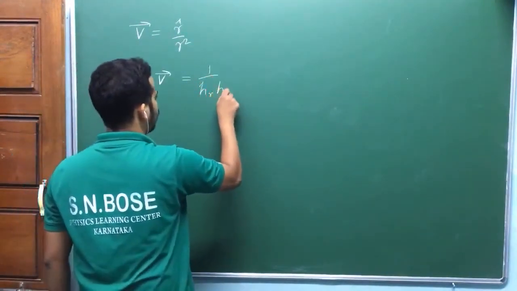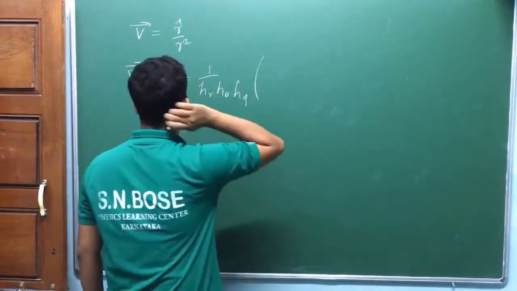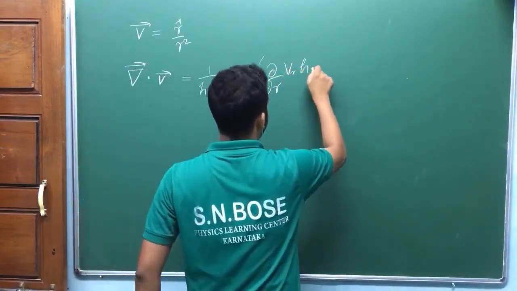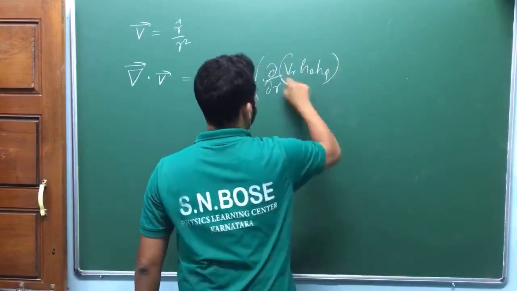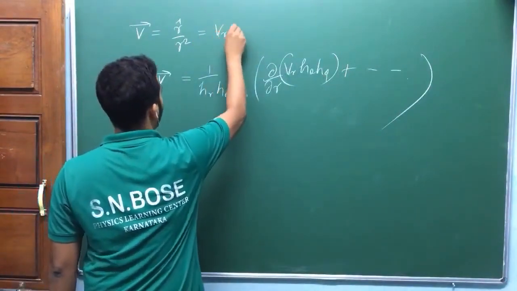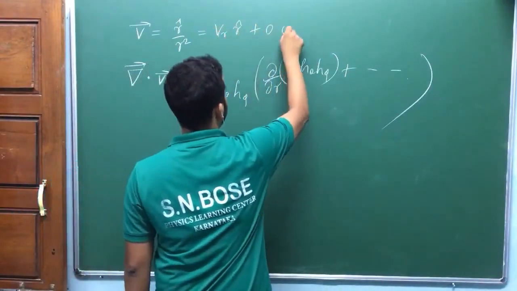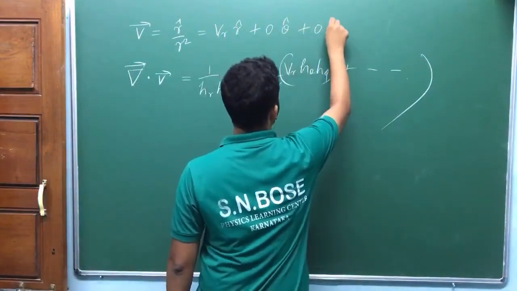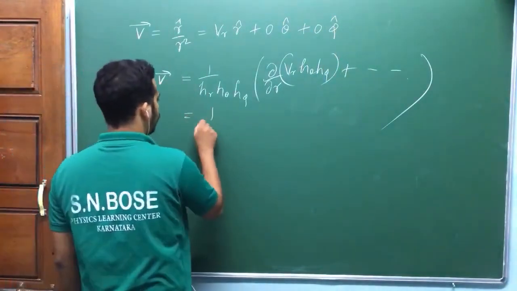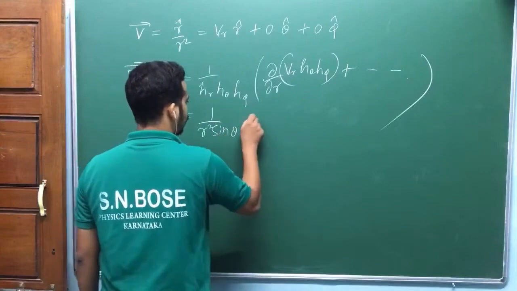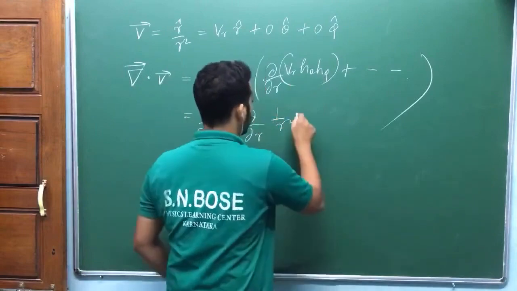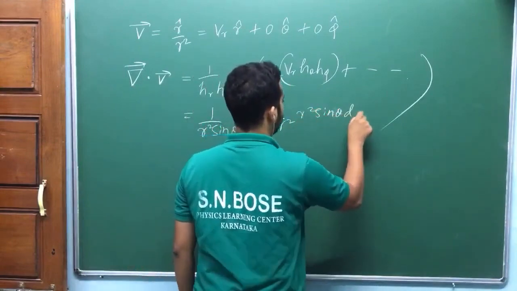1 by h r h theta h phi, dou by dou r of V r h theta h phi, plus the other two terms. So I can write it as V r into r cap plus 0 into theta cap plus 0 into phi cap. Better to deal with this one: 1 by r square sine theta, dou by dou r. What is V r? V r is 1 by r square.